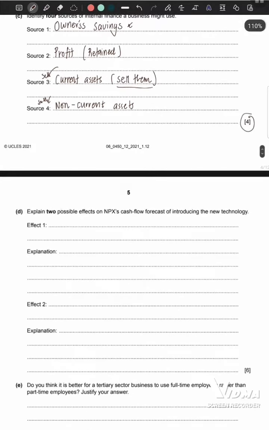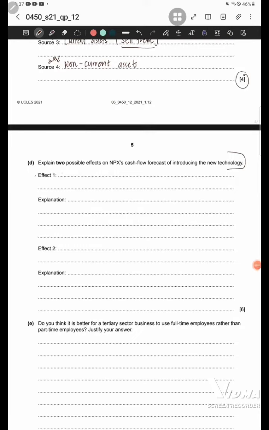Explain 2 possible effects on MPX, the business, brand cash flow forecast of introducing the new technology. Our first effect is reduced wage costs. Since there are 35 employees redundant, their services are no longer needed for the business.